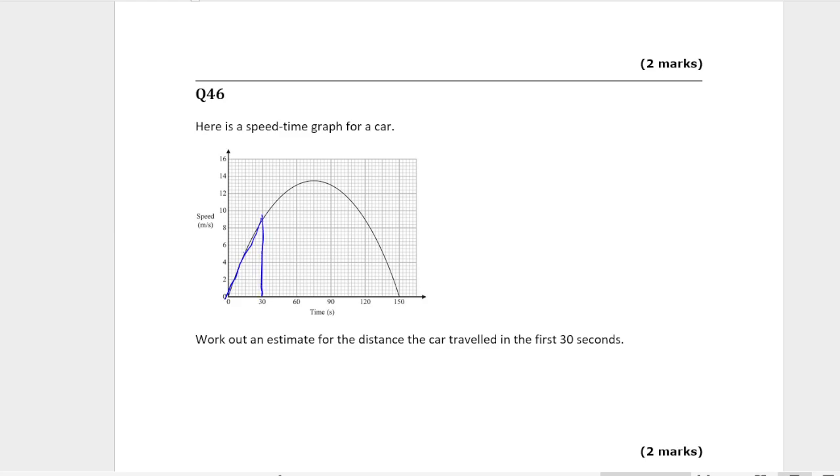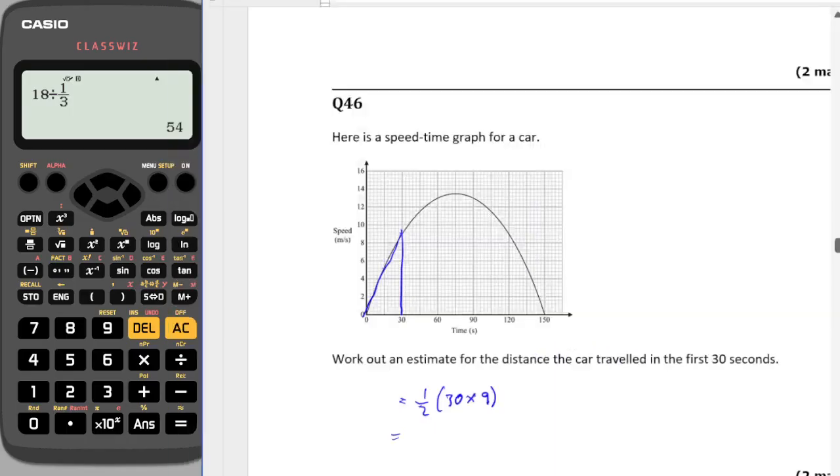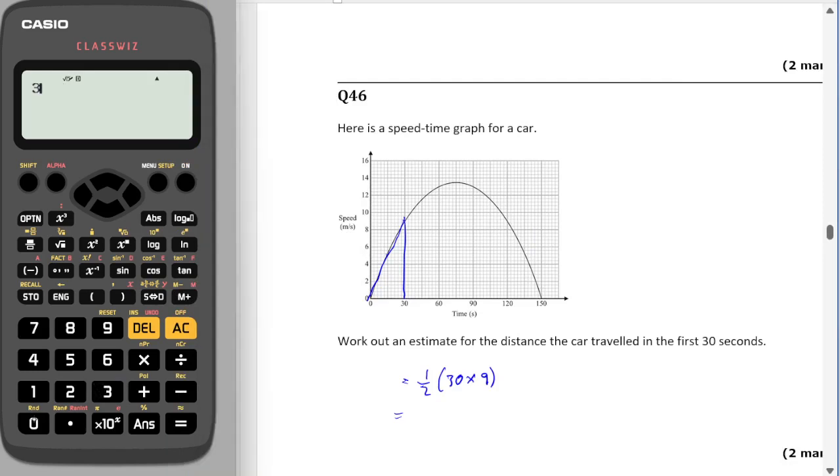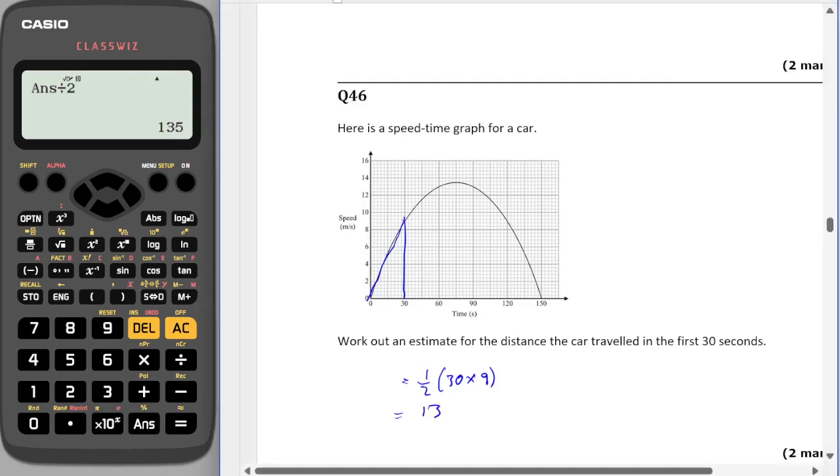So I'm after the area of the triangle, so I'm going to say that it's going to be a half of 30 times by what looks like 9. So that's going to be 15 times 9. So 30 times by 9 divided by 2 gives me 135. So could have gone more accurate. We could have split it into 2 shapes and worked out the area of that, but I don't think really it's a 2-mark question. I think that's absolutely fine.